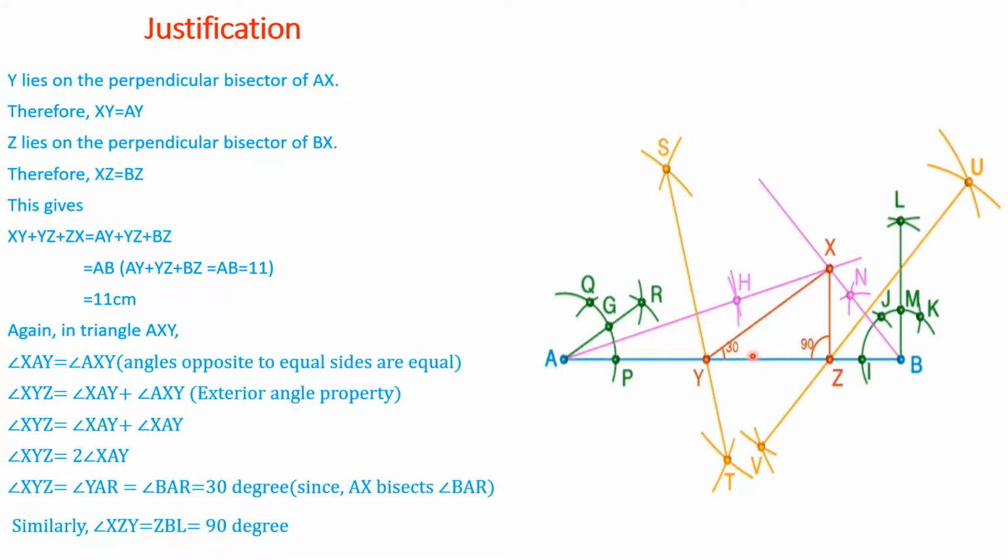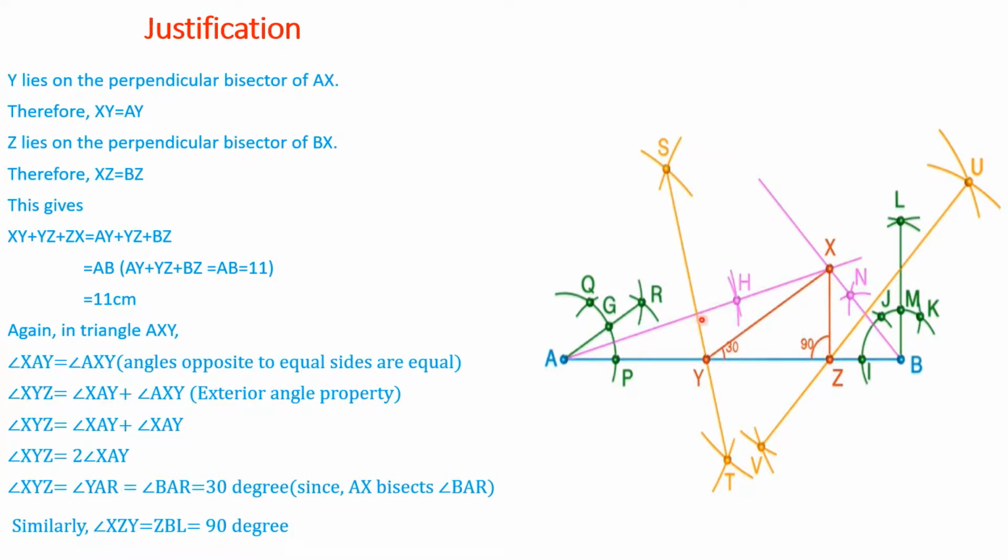Now we have drawn a triangle whose perimeter is 11 centimeter and base angles are of measure 30 degree and 90 degree. Now see, XYZ is a triangle where XY plus YZ plus ZX is 11 centimeter, and angle Y is 30 degree and angle Z is 90 degree.